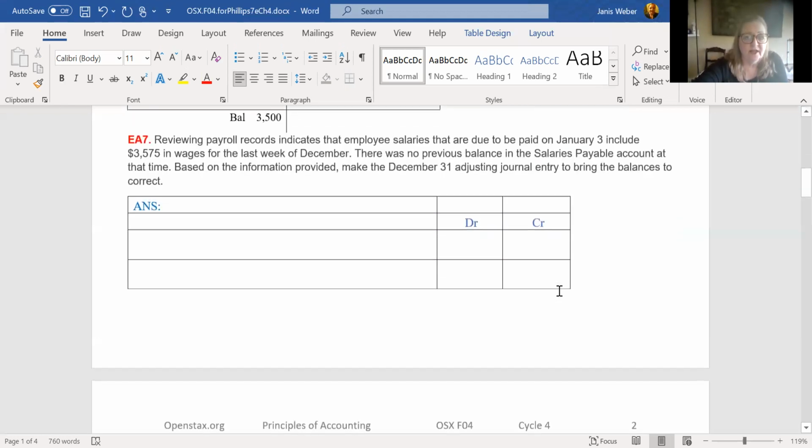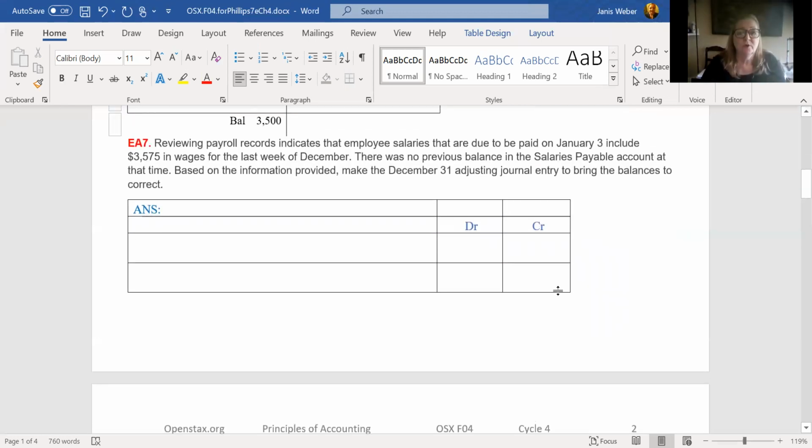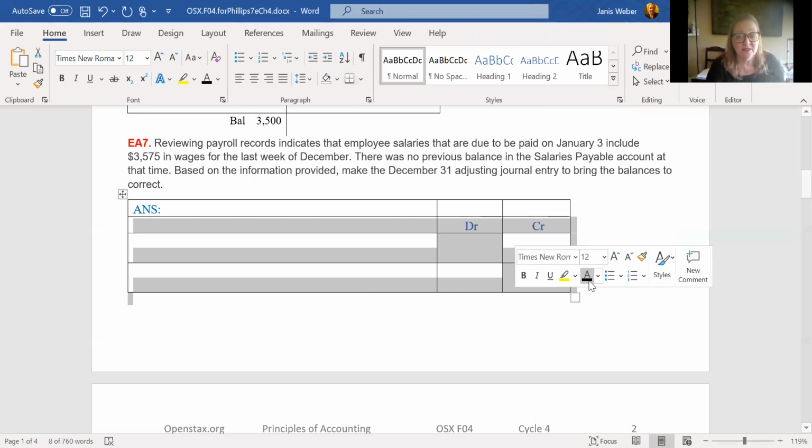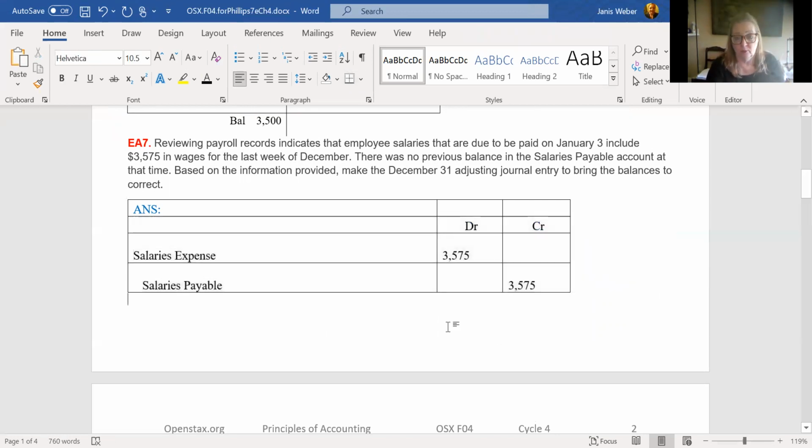Okay, good. Now, EA7. This one says reviewing payroll records indicates that the employee salaries that are due to be paid on January 3rd include $3,575 in wages for the last week of December. There's no previous balance in the salaries payable account. Based on that information, make the December 31st adjusting journal entry to bring the balances to correct. So if there's nothing in salaries payable right now, we need to record this full $3,575 as salaries payable. We'll show it as a debit to salaries expense and a credit to salaries payable.